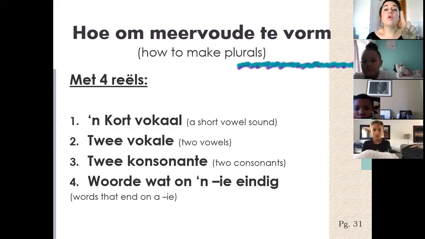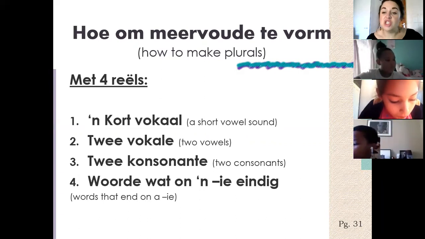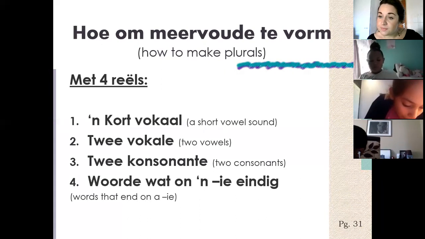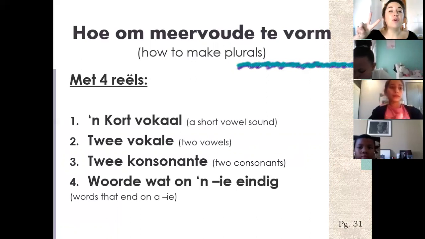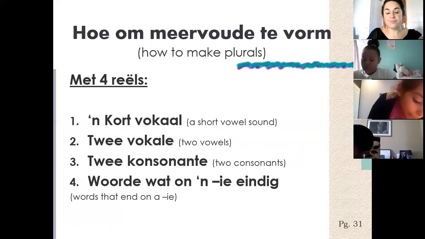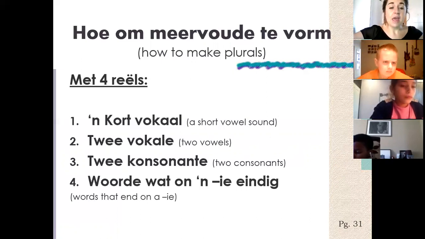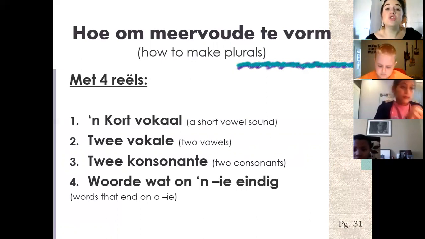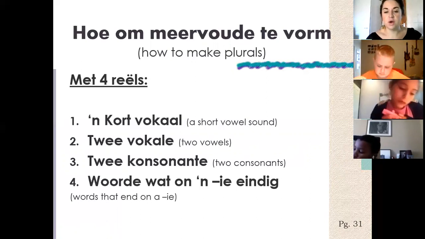Reel number 1, a kort vokaal. Okay, in your book, underline a kort vokaal. That is a short vowel sound. Okay, look at the screen. Number 2, 2 vokale. So in your book, I want you to underline 2 vokale by dot number 2. 2 vowels. Okay, that's 2 vowels. Very good. Number 3 is 2 konsonante. In your book, I want you to go underline 2 konsonante. 2 consonants.